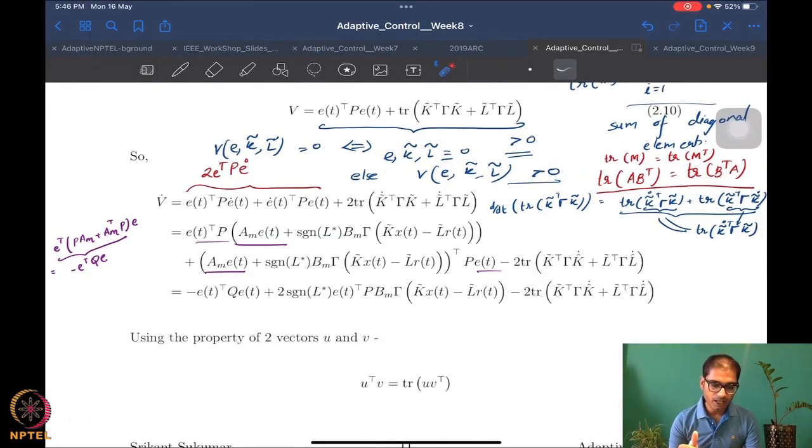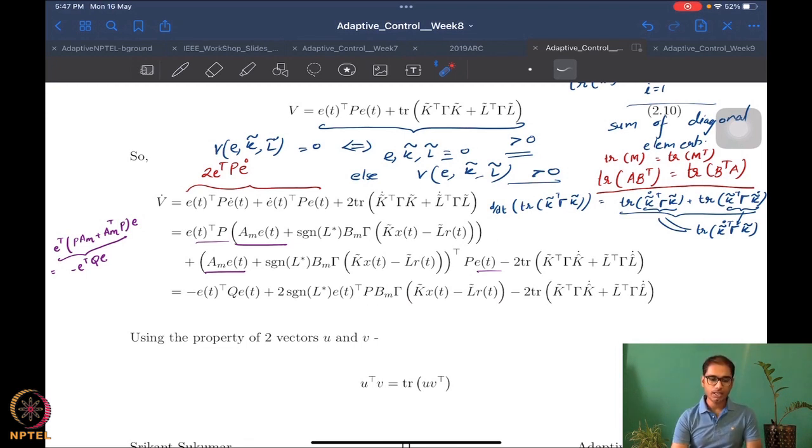Okay, so then if you look at the rest of the terms, all the terms that remain, these guys, these are all parameter error terms. Okay, so again, this term and this term can also be combined. Similarly, this term and this term can also be combined, and that's what is being done here. These are combined to write them as two signum L star E transpose P BM gamma and this. Okay, both these terms are exactly the same.